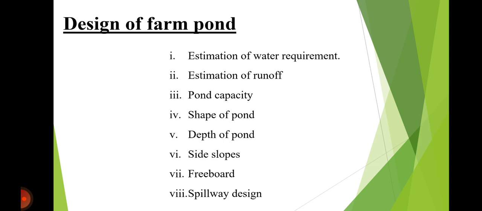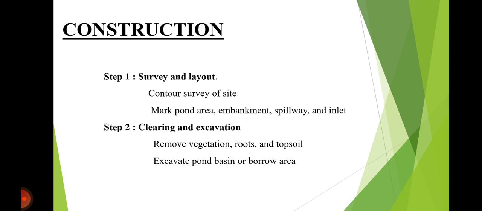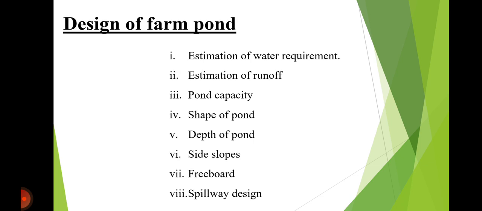Water requirement also affects the design. That is the crop water requirement, number of irrigations required and the water needs for the livestock and the fisheries. Soil characteristics is nothing but the permeability and infiltration rate, stability of embankment materials, and the need for lining. Topography: flat land generally favors excavated ponds, sloping land favors embankment ponds. So these are all the needs for the topography.